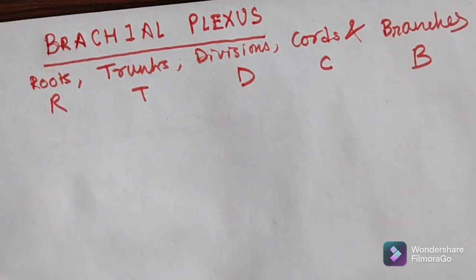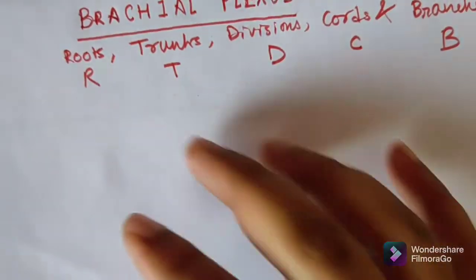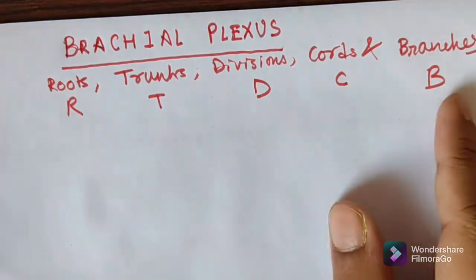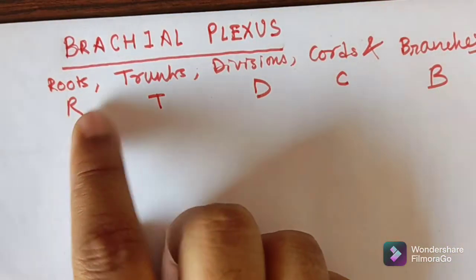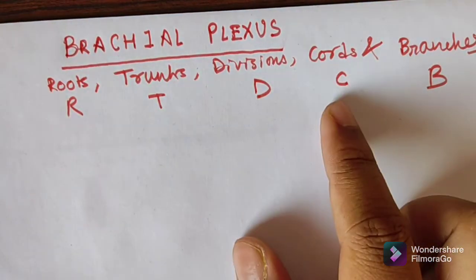Now I will make the brachial plexus in a flow chart manner, but you must remember this sequence. First there will be the roots, then the trunks, then the divisions, then the cords, then the branches. Now let's draw the brachial plexus. I will draw the general brachial plexus, not the prefixed or the postfixed ones.